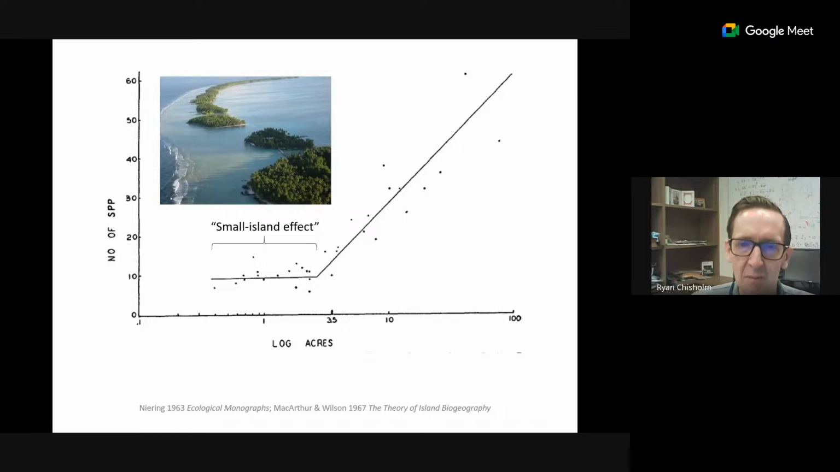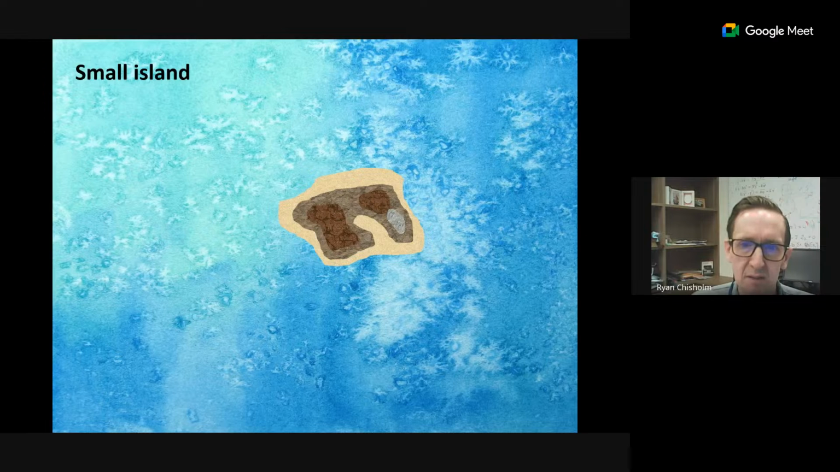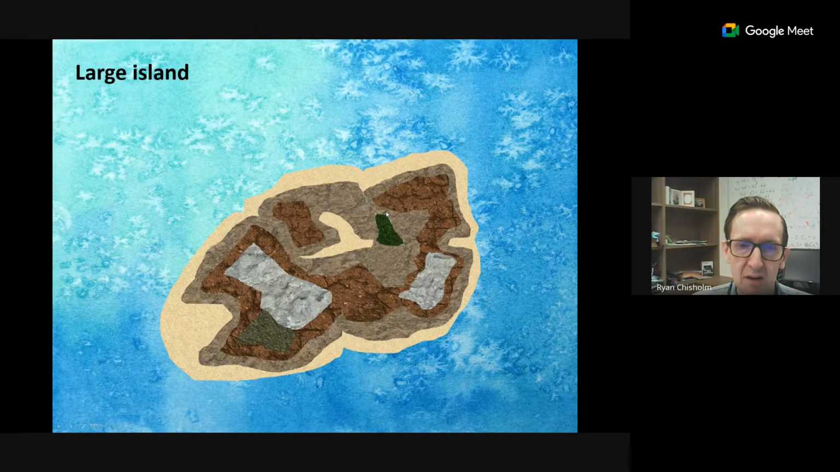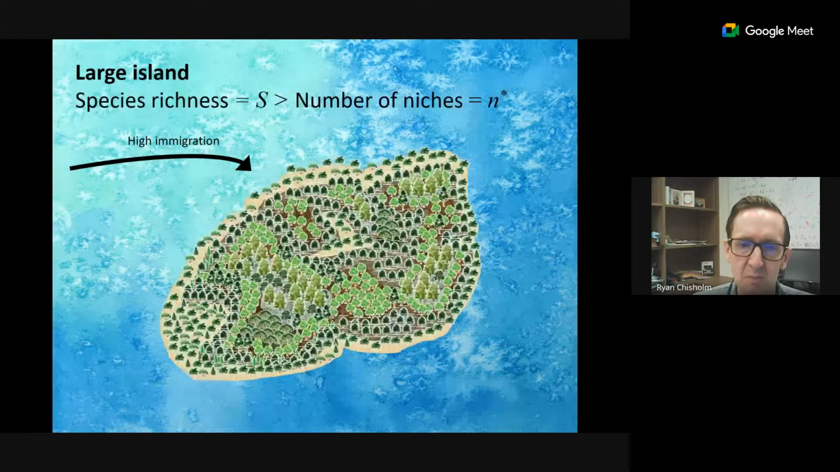Okay, so how I'm imagining this to work is you have a small island with a number of niches. A small island has low immigration because it provides a small target for seeds to land on. Your number of species will just be approximately equal to your number of niches. So you're in that niche structured regime. But if you have a larger island, you have high immigration, and your number of species will be more than your number of niches. So I don't expect you to count all the little icons here, but there's actually 10 species and only 6 niches.